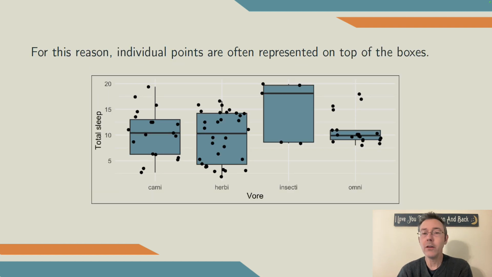For this reason, individual points are also often represented on top of the boxes in a box plot, like we're seeing here. So for instance, in that insectivore box, you can see the actual 5 observations, and in the herbivore box, you can see the actual 32. So now the reader can tell that the sample sizes in those different groups are very different, and in particular, we might not read too much into the box for insectivores because the sample size is so small.